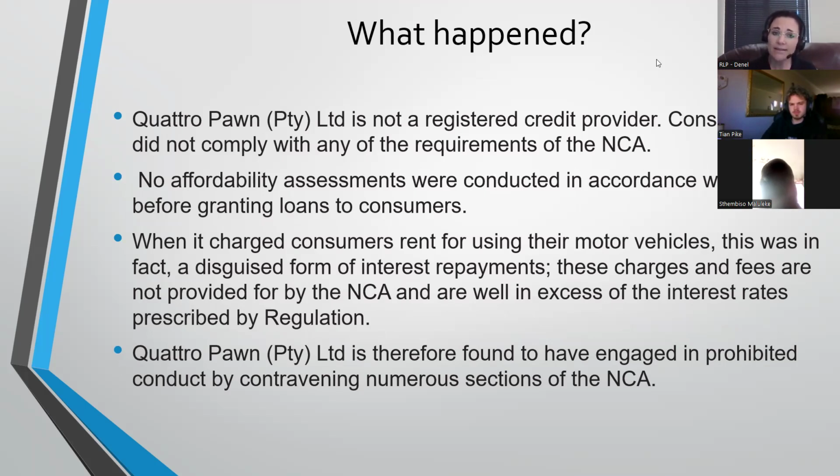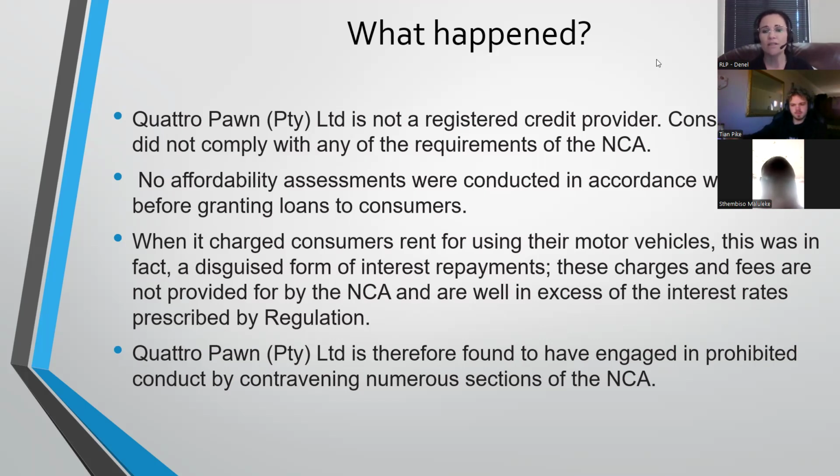They did not even conduct any affordability assessment. So once again, they were just granting credit to anyone who asked without considering whether the consumers can actually afford it. And then when they charged consumers rent for using their own vehicle, they were so clever, because this was how they hid the fact that they were charging interest. Remember, they already loaned them the money. The consumer still owed them that money, but now they also paid them a rental fee to use their own vehicle. And that was their way to hide the fact that they're getting interest back.